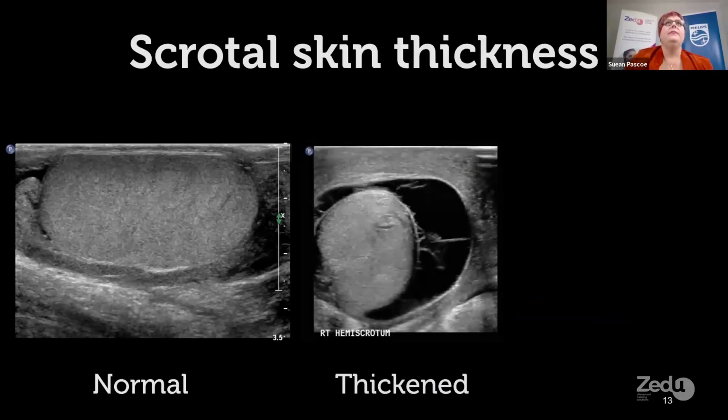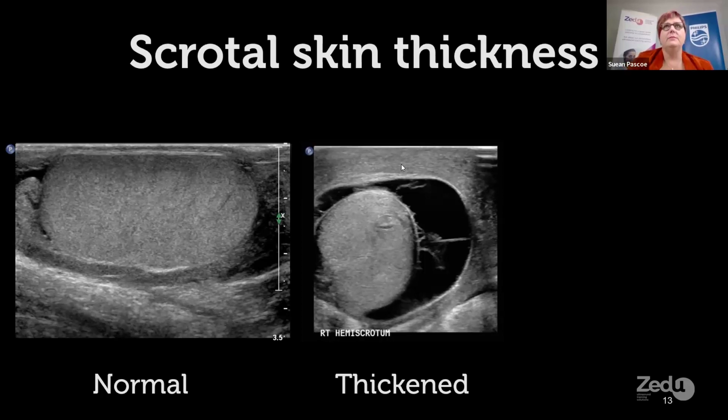Have a look here at the other thing you need to think about, which is the scrotal skin thickness. So we have here a normal testis, and it's very thin skin, and that's completely normal. But in a lot of pathological conditions, you'll see that the skin is quite thickened.